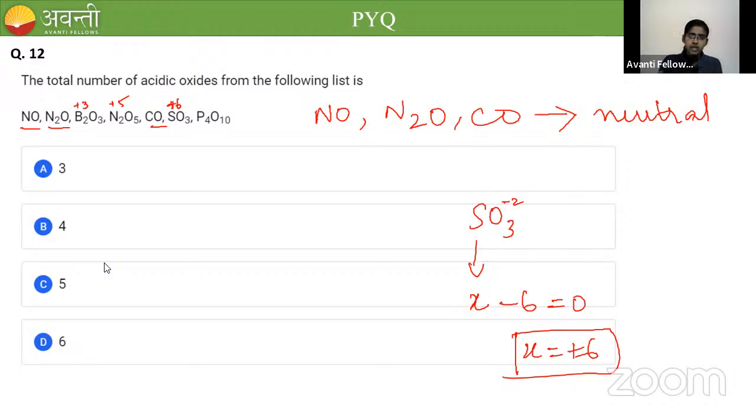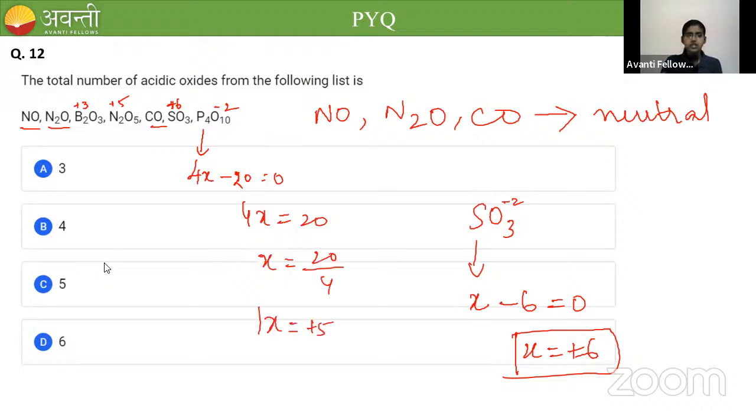In the same way, if you are finding it for P4O10, how much will you get? 4x minus 10 into 2, right? 10 into -2 is -20, which is equal to 0. 4x is 20 and x is 20 by 4. x is equal to +5. So phosphorus is also present in its highest oxidation state, that is +5.